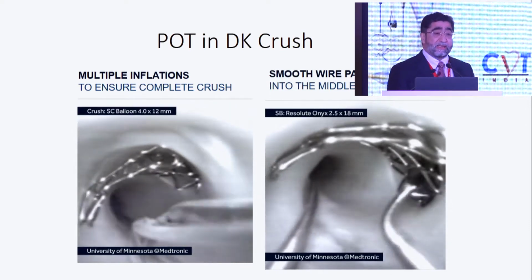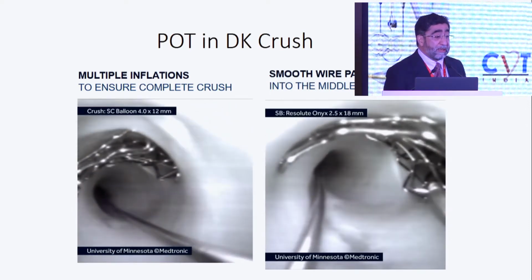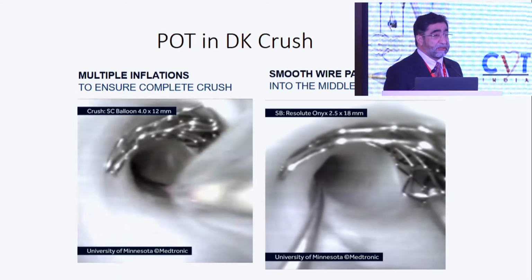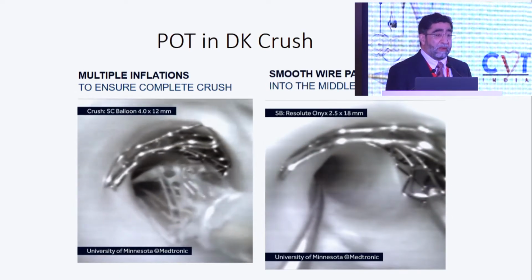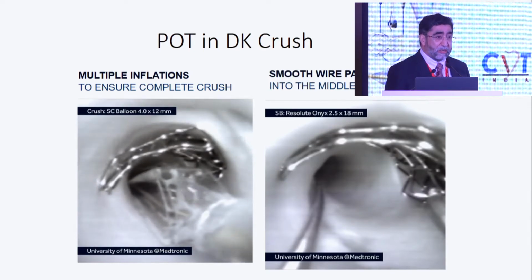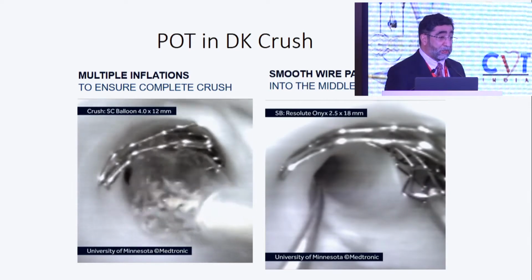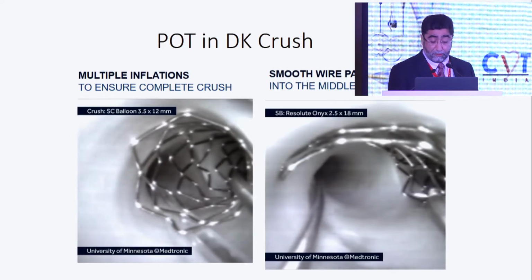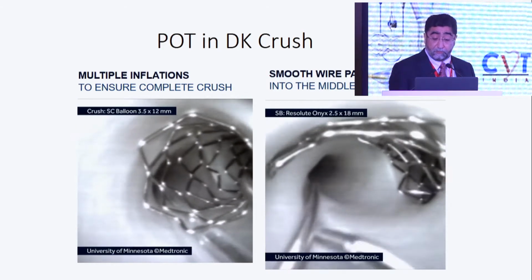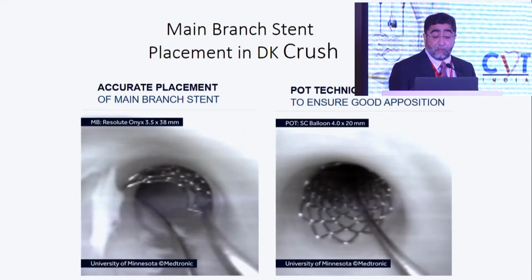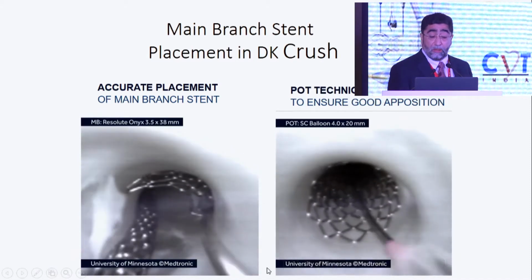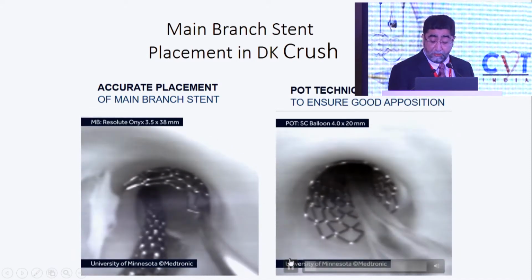So like I said, this is the sixth commandment. I've spent most of my time on it because I believe proximal optimization is a key step in bifurcation stenting, especially in the left main, but in any bifurcation and with any technique you're going to use. So again, once it is adequately crushed, you can see there's easy passage of the wire into the side branch.